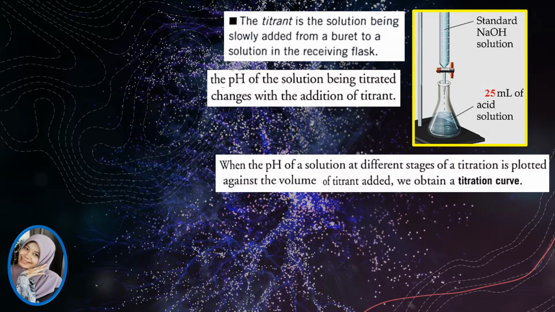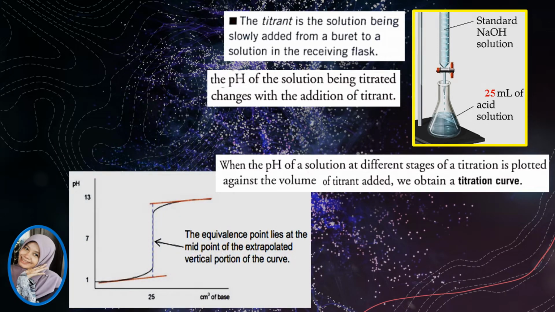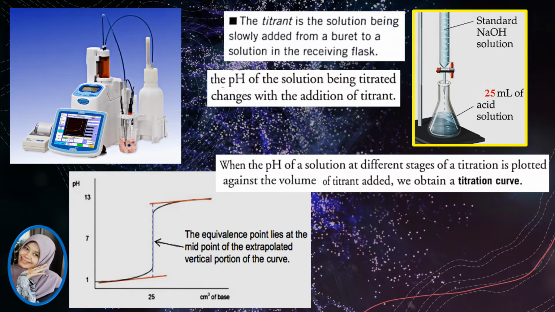When the pH of solution at different stages of a titration is plotted against the volume of titrant added, we obtain a titration curve. The titration curve plots can be experimentally measured using pH meter or can be calculated by the procedures we will discuss after this. You must have an idea. The titration curve is sigmoidal in shape, that is curved in two directions, like the letter S. The equivalence point lies at the midpoint of the extrapolated vertical portion of the curve.